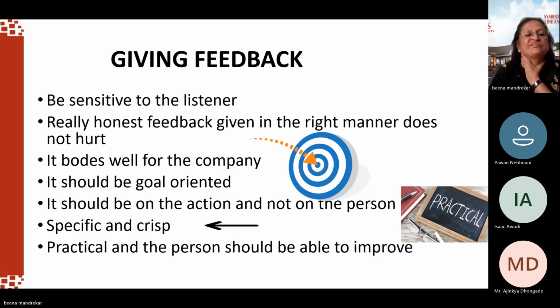Now, if you're giving feedback to a speaker or to someone who's performed a job or a task, you have to be sensitive. You can't say, what the hell? What do you think you're doing? Is this the way you handled a situation like this? Not like that. You may be angry, but don't show it in the speech or in the email that you're sending. In the right manner, if feedback is given, it does not hurt. And it serves the company well because it only helps.